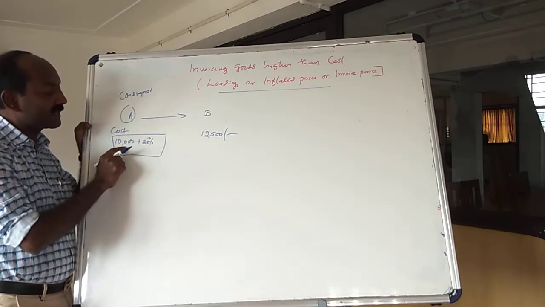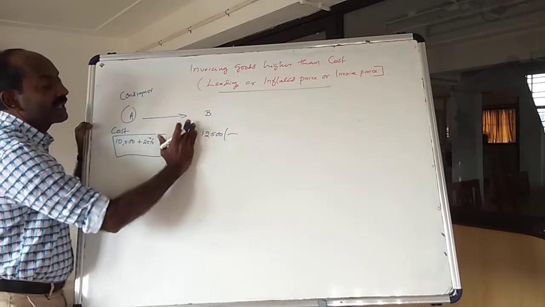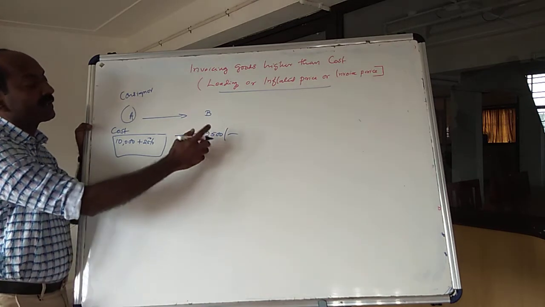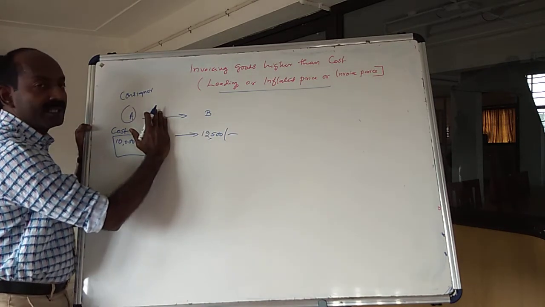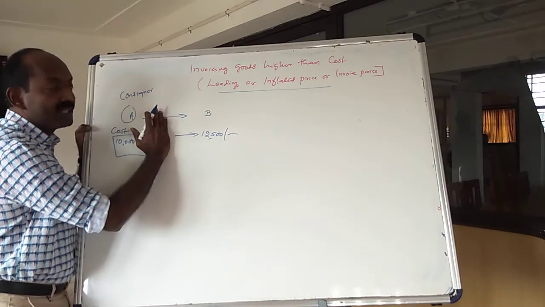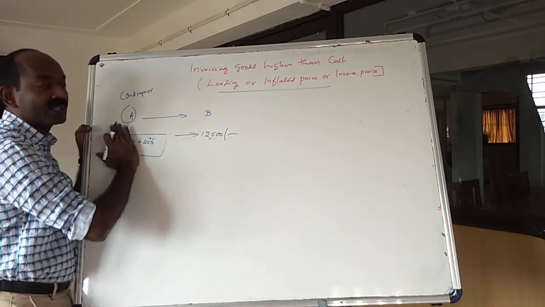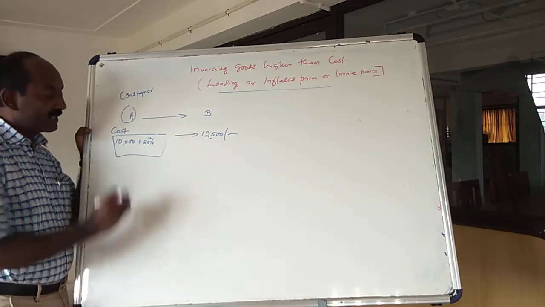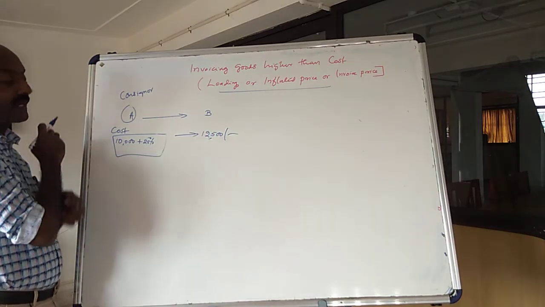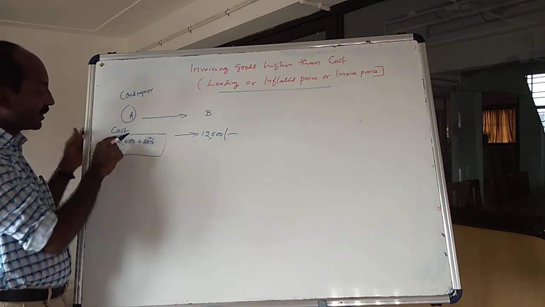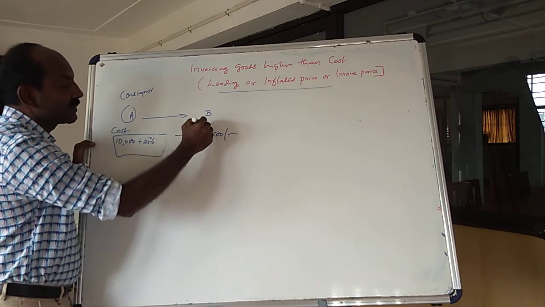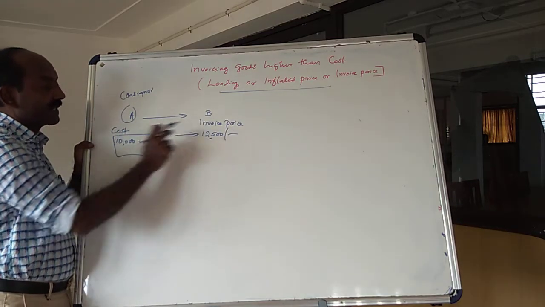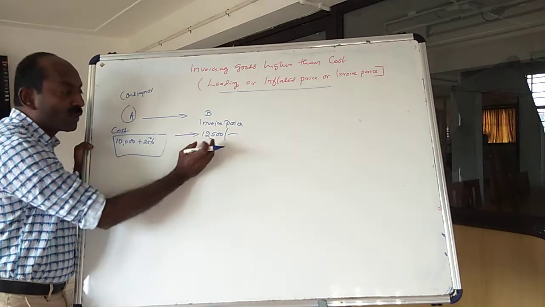So cost is 10,000 rupees. He added 25% profit and consigned the goods to the consignee at 12,500 rupees. So the consignee B does not have any awareness that the actual cost of the goods is 10,000. He believes that the actual cost of the goods is 12,500 rupees. This is called invoicing goods at a price which is higher than the cost. This is the cost price and this is the invoice price. The consignee will know only the invoice price.